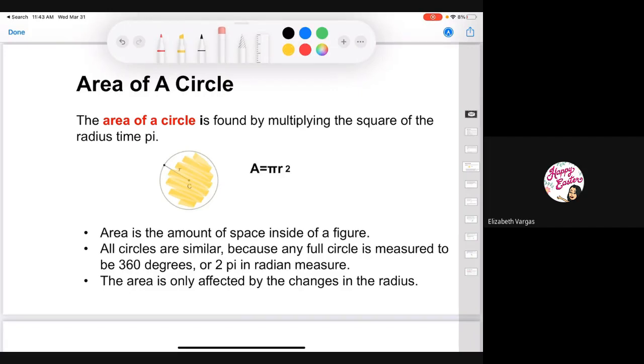All circles are similar because any full circle is measured by 360 degrees or 2 pi in radians measure. The area is only affected by the change in the radius. So we can use the same equation to solve for area. The only thing that might change is our radius. And just a quick reminder that our radius goes from the outside of the circle to the center. And so that is what our radius is.